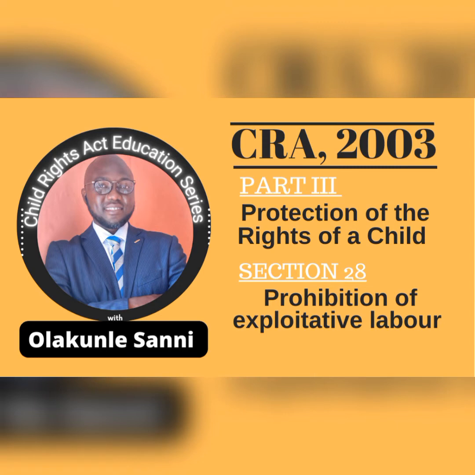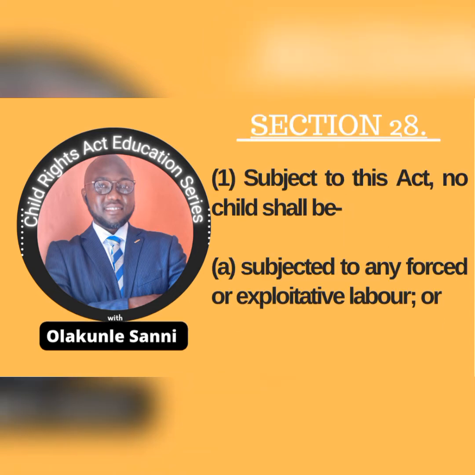On today's edition, we'll be looking at Section 28 of the Child Rights Act under Part 3, which has to do with the protection of the rights of a child. Under this section, Section 28 talks about child labor. Specifically, it speaks directly to the prohibition of exploitative labor.